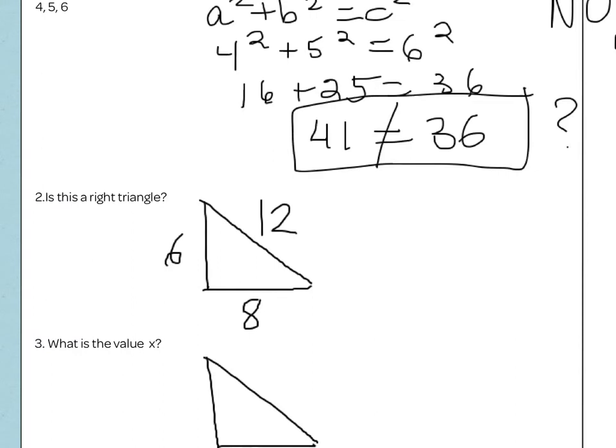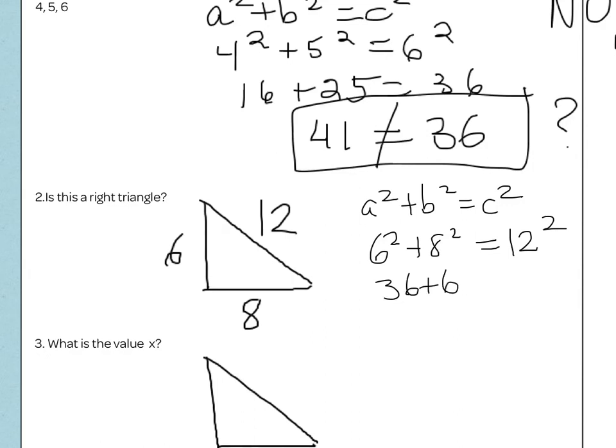Our question number 2 says, is this a right triangle? Let's see if it's a right triangle. We want to test out the values. Again, we're going to go a squared plus b squared equals c squared. We're going to plug in the legs, which appear to be 6 squared plus 8 squared. Does that equal 12 squared? So we'd get 36 here, 64 here, and then this would be 144.